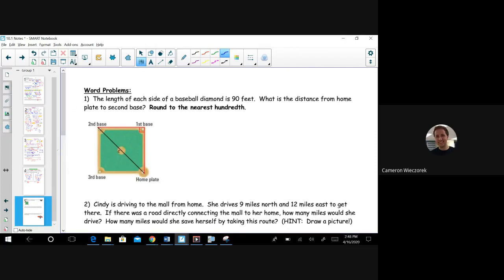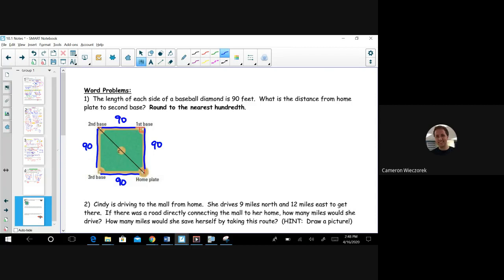A baseball diamond is another good example. Distance you need to run, distance you need to throw. Here we have the length of each side of a baseball diamond is 90 feet. So I got my picture here. They're trying to tell me that all these distances in blue are 90. And that would make sense. We want it to be fair distance between all of the plates, or all of the bases.